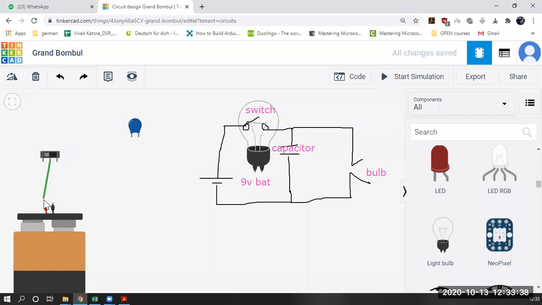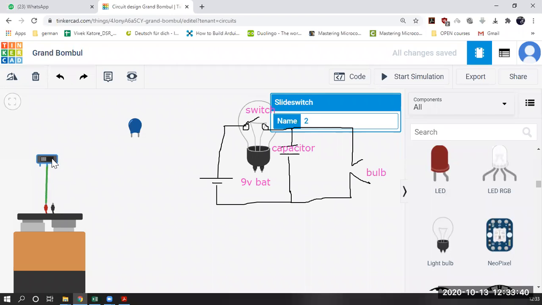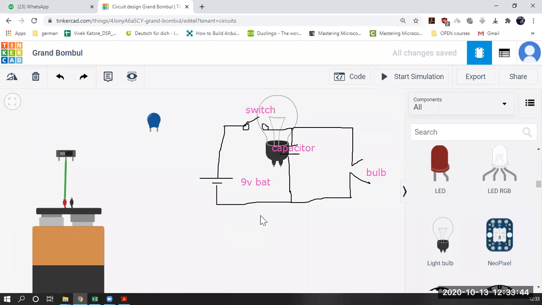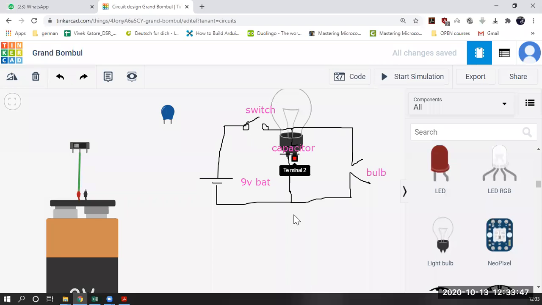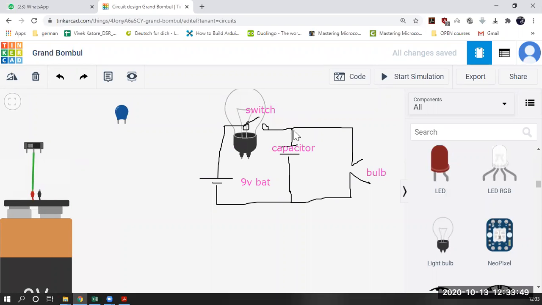So you know how to connect the button, right? Then this is the positive side. So the positives are connected. Then the switch is connected. Then after the switch, where is it going? After the switch, it's going to the capacitor, right?